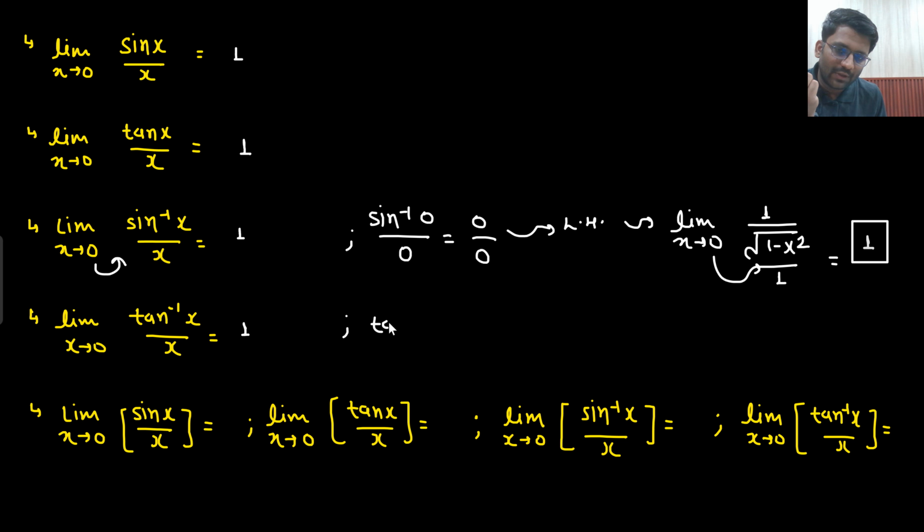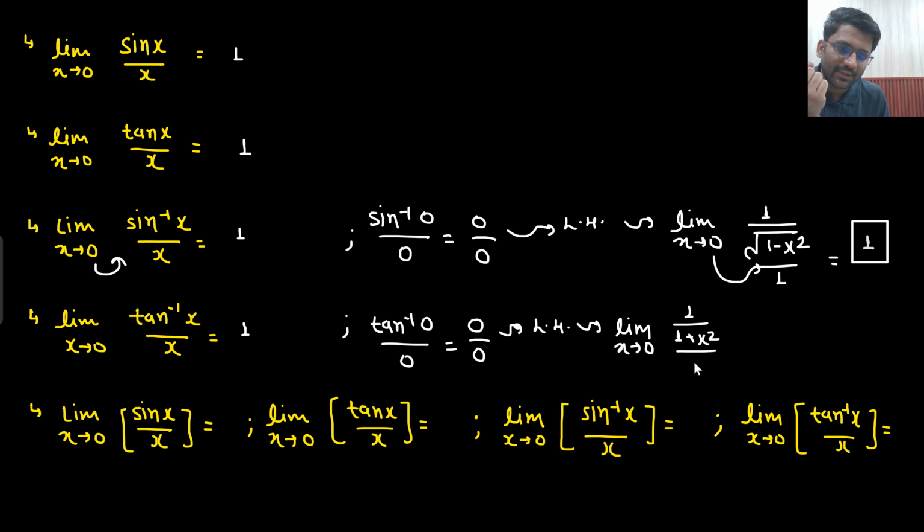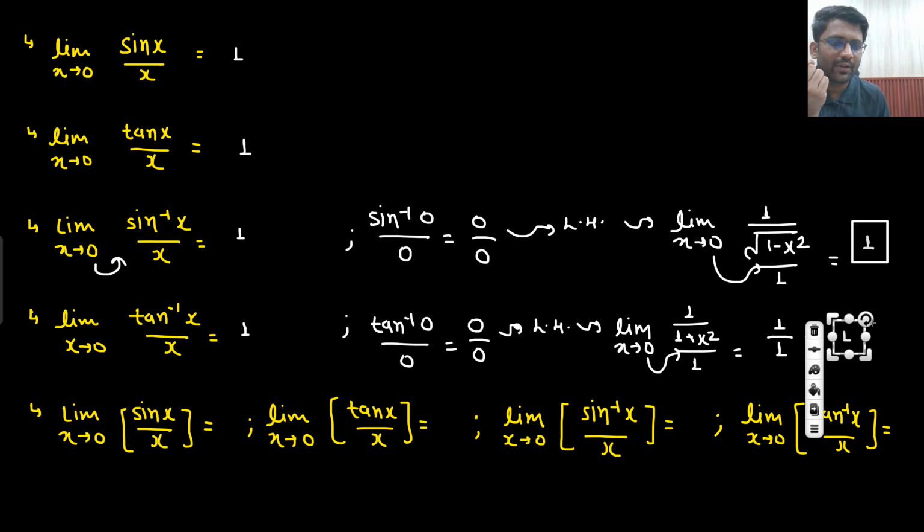Sir, for tan inverse x by x, at 0 it is 0 by 0. Can I apply L'Hopital? Yes sir, I can apply L'Hopital. What is the differentiation of tan inverse x? That is 1 upon 1 plus x square, divided by the differentiation of x, which is 1. Put x equals to 0 here. So 1 by 1, what is the answer we are getting? 1 only. So apply the L'Hopital rule, you will get the answer.